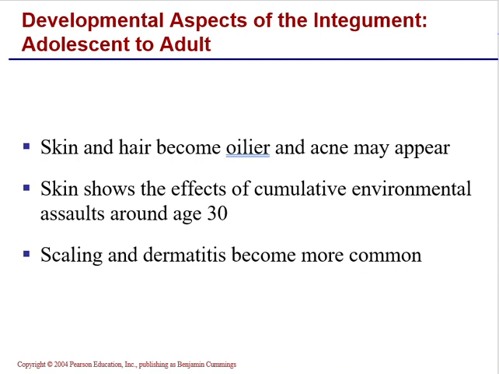But as we grow and develop from a child into adolescence and then to an adult, you are going to see things like your skin becoming oilier, and this may include your hair. The skin also shows the effects of the cumulative environmental assaults on your skin at about age 30, and scaling and dermatitis and just conditions of the skin become much more common as you age.